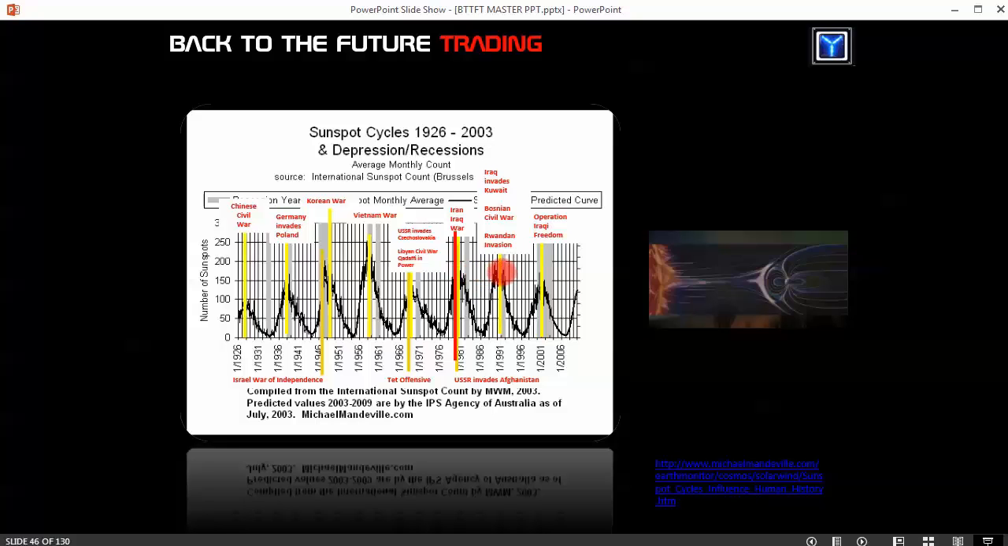Next sunspot cycle, the Rwandan invasion, the bodies floating down those rivers in Africa from the genocide that took place there. The Bosnian Civil War with thousands, tens upon thousands of people being slaughtered in Bosnia-Herzegovina. Iraq invades Kuwait. Remember when you-know-who had you-know-whats of steel and just rolled in and took a country over? And our response was right on time with Operation Iraqi Freedom.